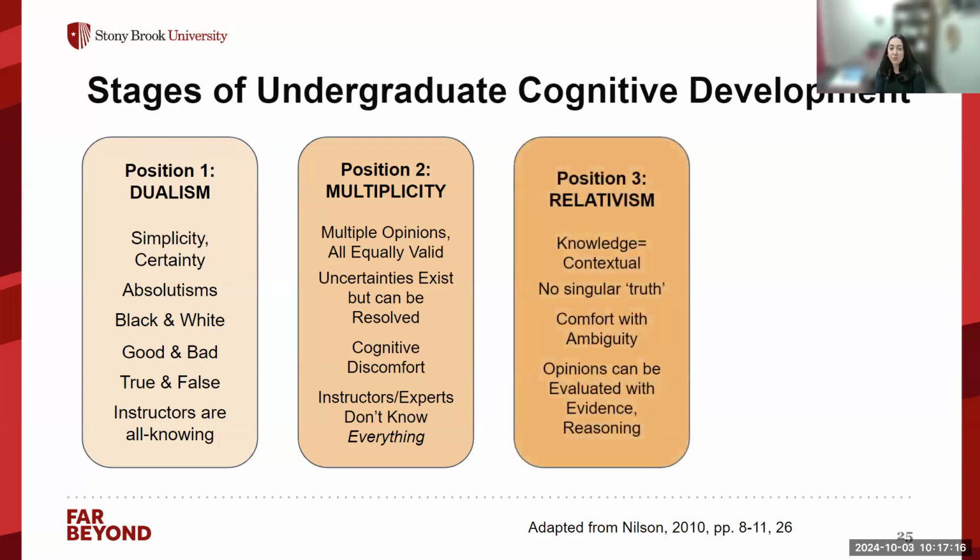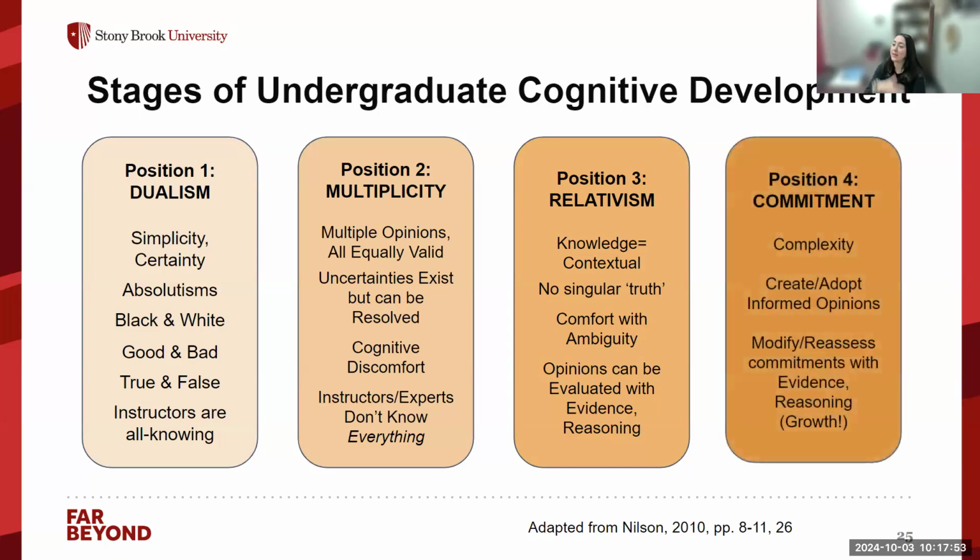Then moving on to position three, relativism, which maybe that's their junior year, where students start to appreciate even further that knowledge is contextual, that there really is no singular truth, and those absolutisms from that dualist perspective maybe start to falter. They grow a little bit more comfortable with the ambiguity of the learning process and realize that people can have different opinions, some of which are valid and supported with facts, and others maybe not so much. So they start to appreciate the importance of evidence and reasoning and critical thinking.